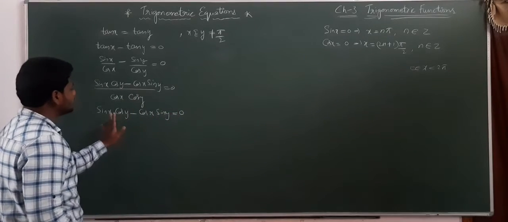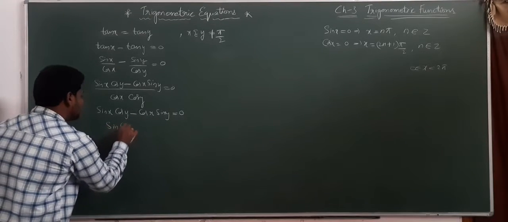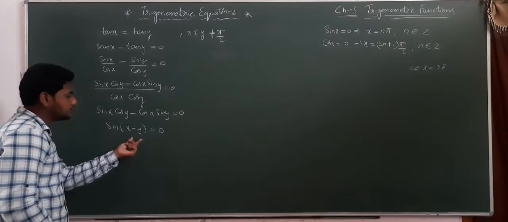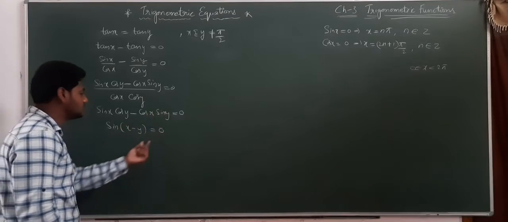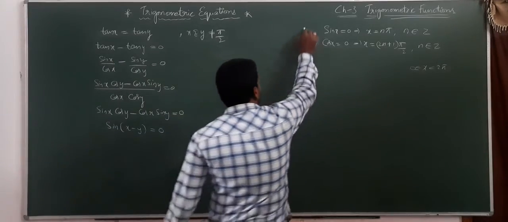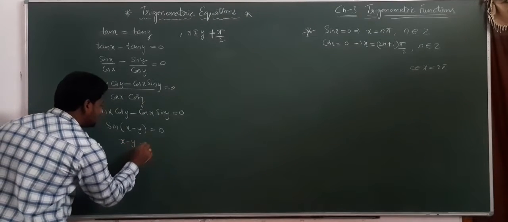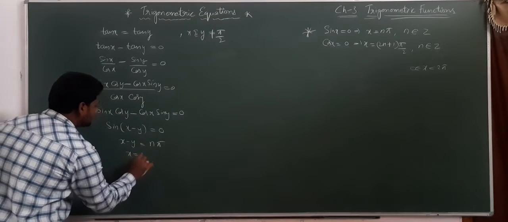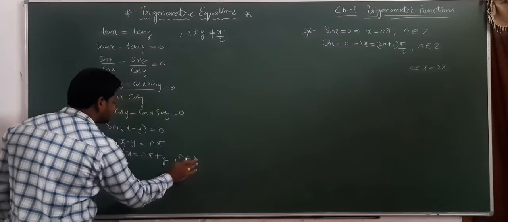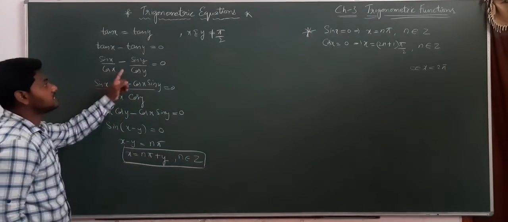If you observe this, it is in the form of sin a cos b minus cos a sin b, which results in sin of (x minus y) equal to 0. Check it: sin of (x minus y) is sin x cos y minus cos x sin y, which is equal to 0. So now it has converted into the form of sin x equal to 0, which results in x equal to n pi where n belongs to Z. So that means x minus y equals n pi. That means x is equal to n pi plus y, where n belongs to Z. So this is the general solution for tan x equal to tan y.